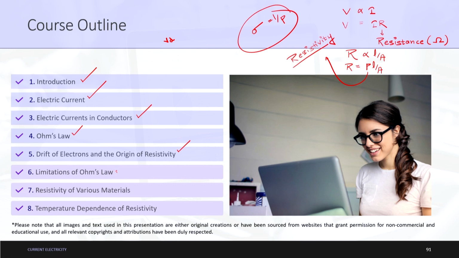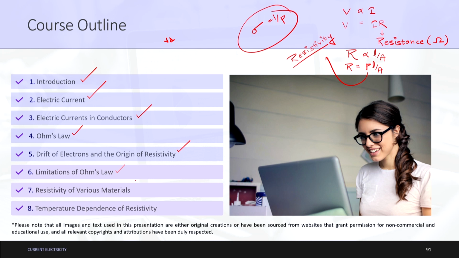Then in the sixth point we understood three limitations of Ohm's law, in which two devices were understood. One was a diode, in which when we invert the potential difference, the graph is not the same in the third quadrant. Also we understood a material called gallium arsenide, GaAs, which does not follow Ohm's law, that is V is not always proportional to I, it shows a deviation.